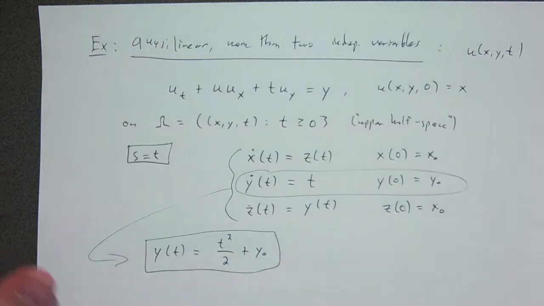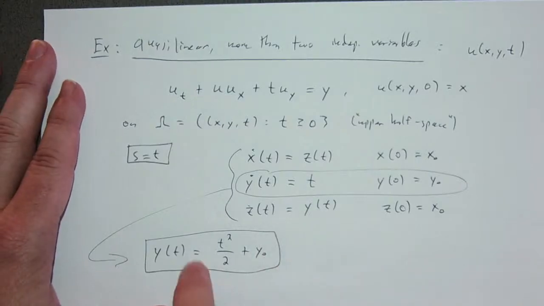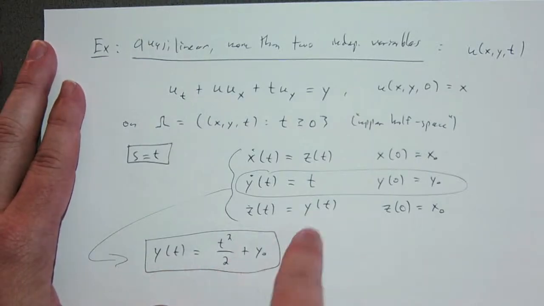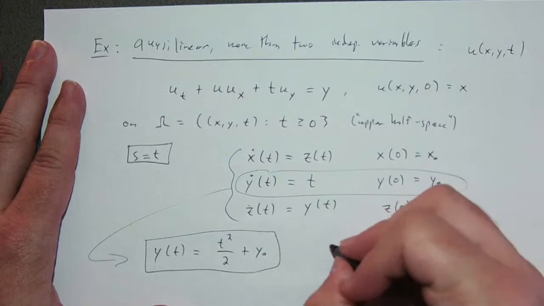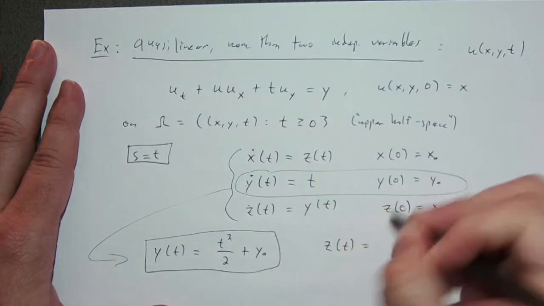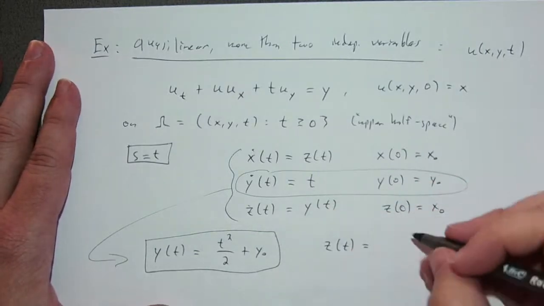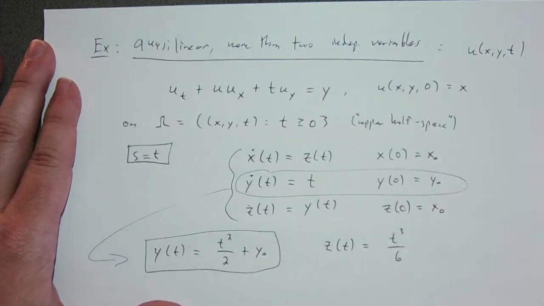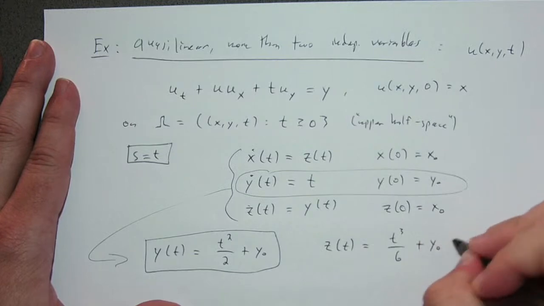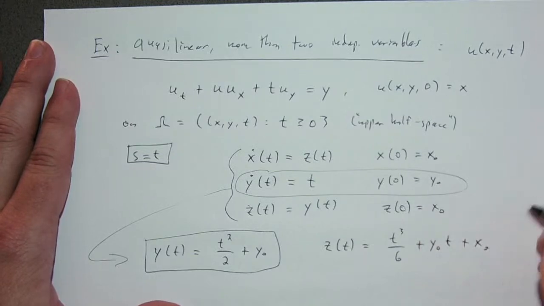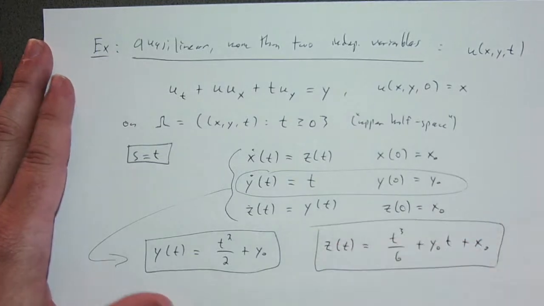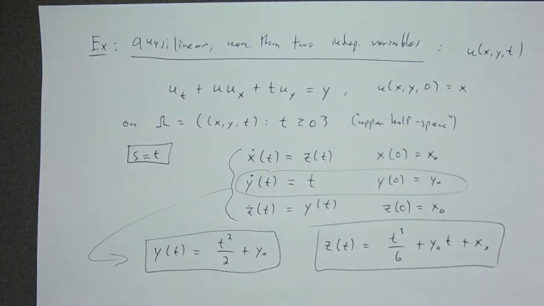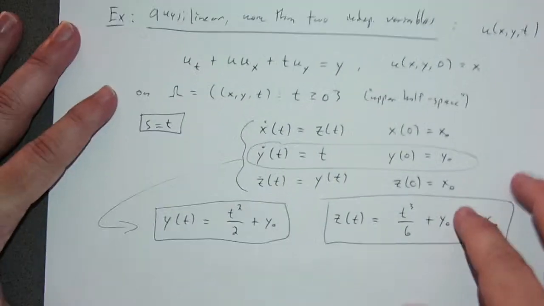Now that I have y, I can solve this z equation. Similarly, this is now also an explicit ODE. So z of t I can obtain just by directly integrating. And again, I get that this is t cubed over 6 plus y naught t plus x naught. Hey, this isn't so bad after all, right?